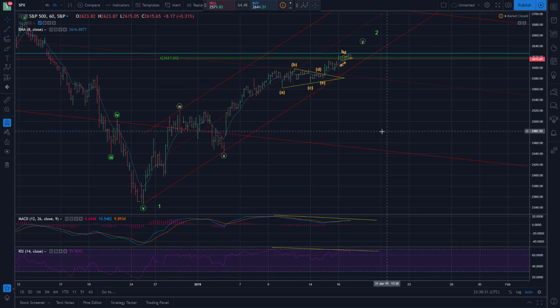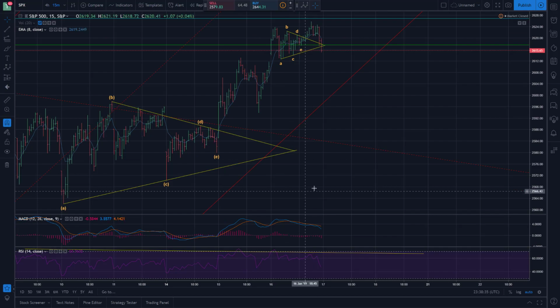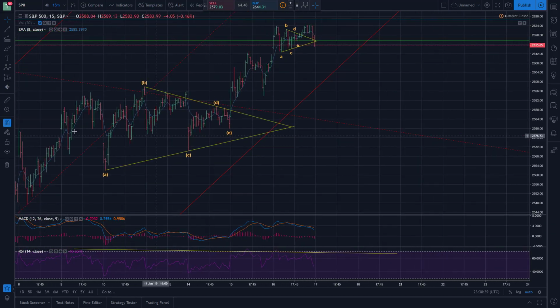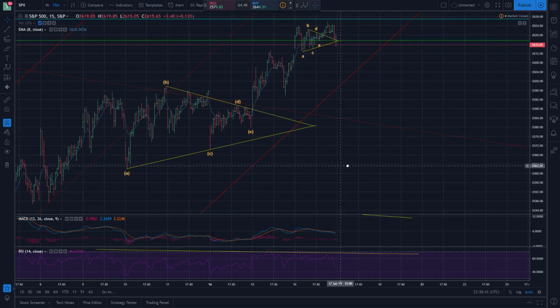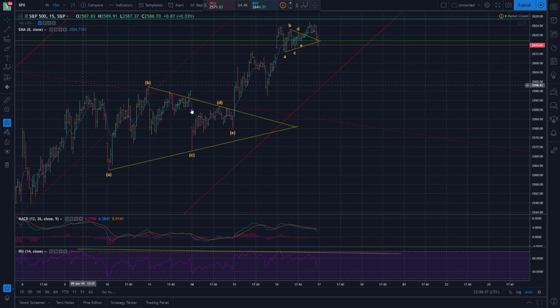Now let me go in closer here, maybe the 15-minute time frame, just to show you. We did a couple little triangles here, and that's good information. So we did a triangle here, A, B, C, D, E. We came out of that triangle, and that implies the triangle precedes the final move in a sequence. So after this triangle, we expected one more 5 up.